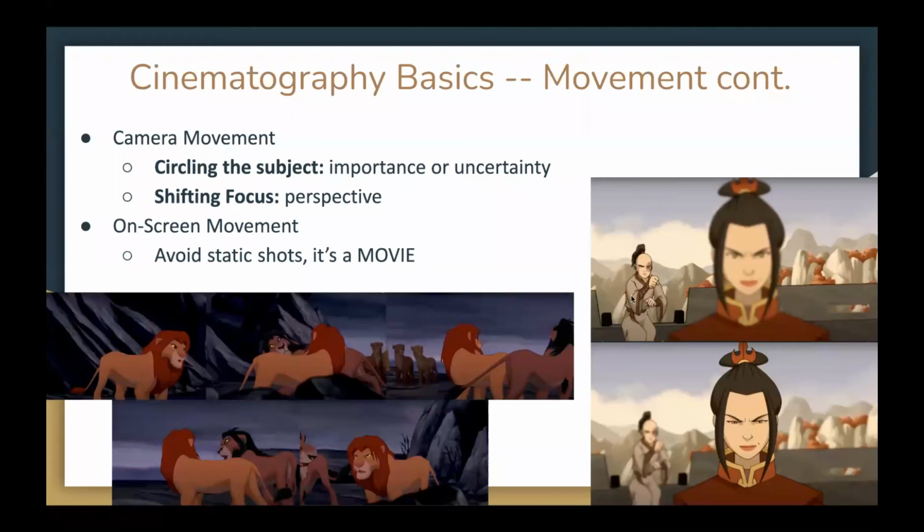Right, there we go. So another interesting camera movement is when you're circling the subject. So this usually highlights importance or uncertainty. As an example here, I've got this famous scene from The Lion King, and the camera is moving around Simba. He's standing in one spot, as well as Scar moving around him as well. So you've got this uncertainty happening, but you know that Simba is the center of this attention in a sense.